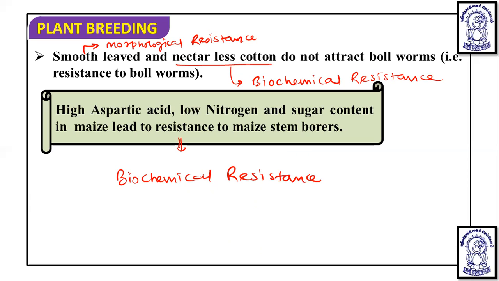So these are the examples of morphological, biochemical, and behavioral types of resistance, and here we are mainly talking about the morphological and biochemical. We have studied solid stem, hairy leaves, smooth leaves, absence of nectar, low nitrogen and sugar content, and high aspartic acid. This is the way resistance to insects can be achieved.